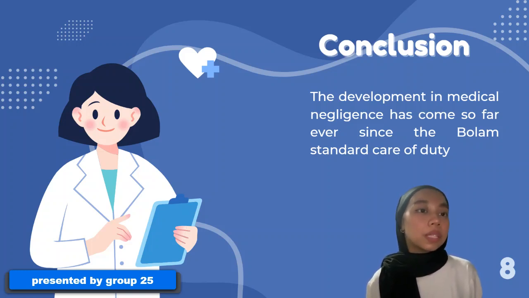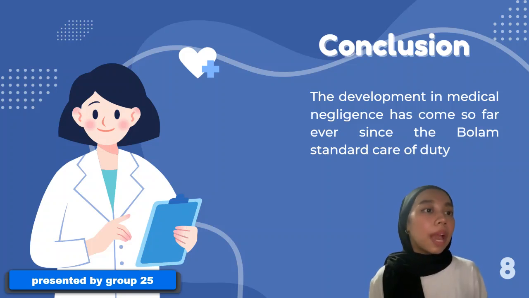Next is Rogers v. Whittaker 1992. This case is a landmark case for the Australian High Court, departing from the Bolam principle and setting a precedent that applies in the fields of non-disclosure of risk and provision of advice and information.